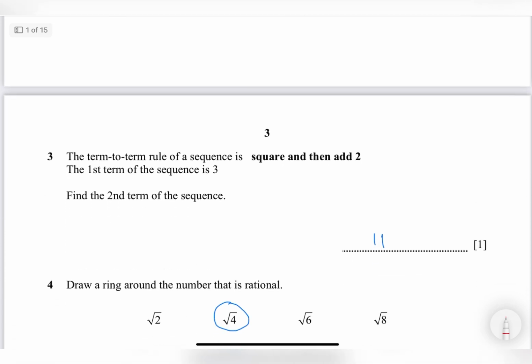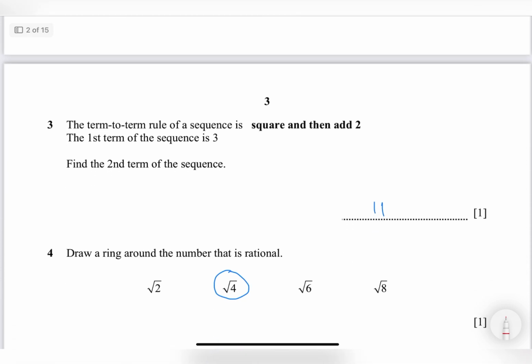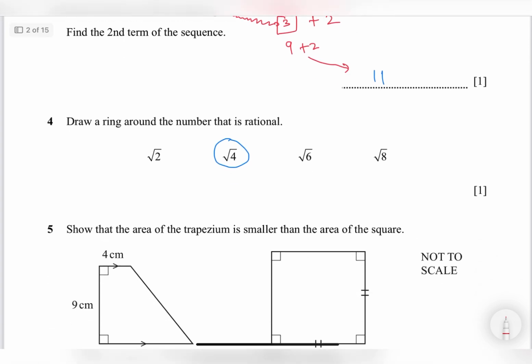But this one, learners, the term to term rule of a sequence is square and then add. So it is like this. First we will square, then we will add 2. Alright, so the first term is this. What is the second term? To find the second term, just put the value over here. It would be 9 plus 2, that is 11. Very easy, right?